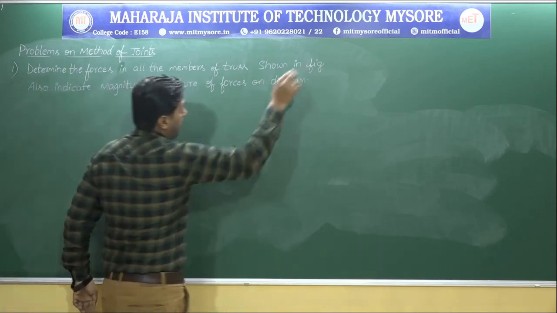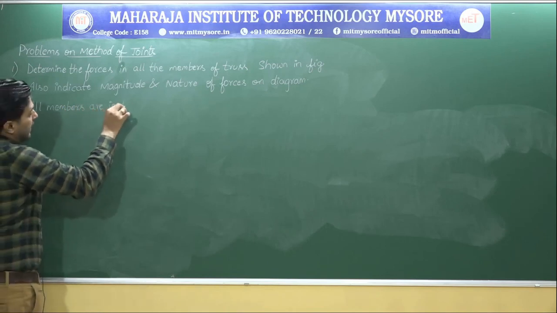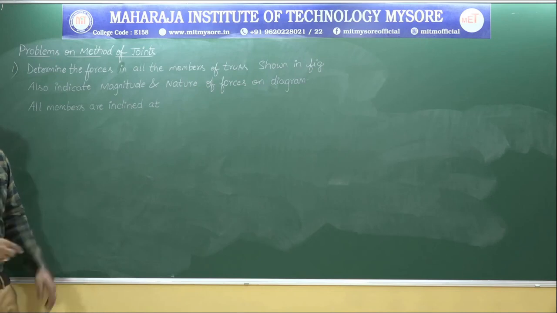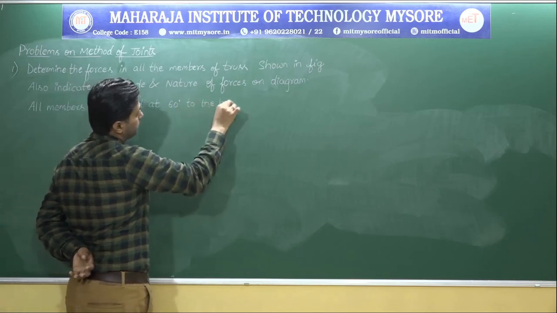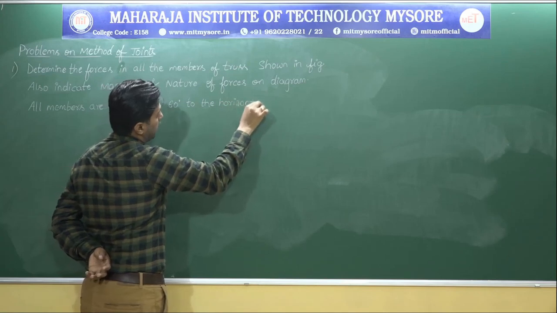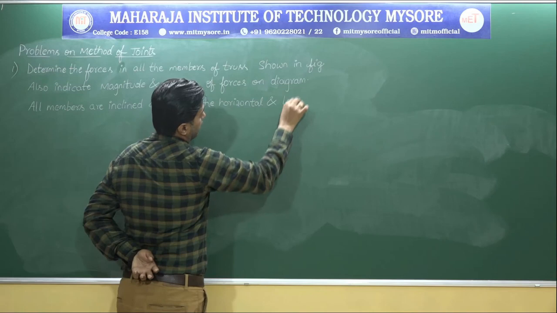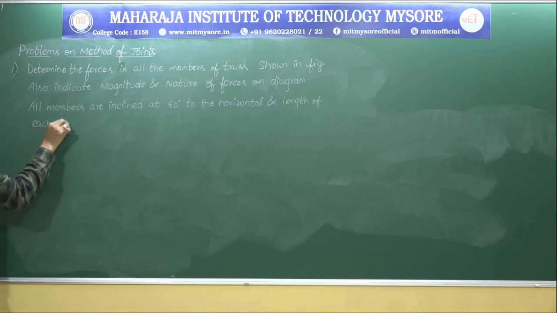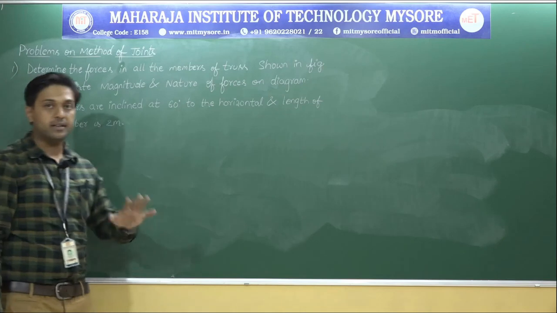All members are inclined at 60 degree to the horizontal, and length of each member is 2 meter. So this is the question that they have asked.